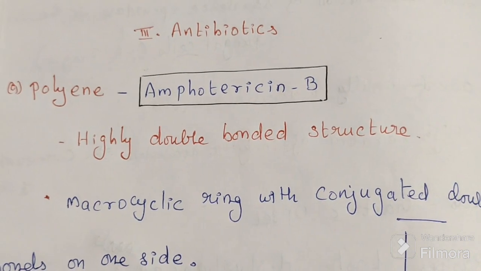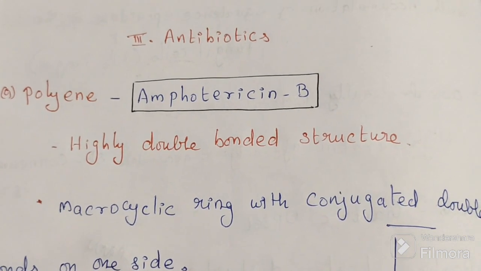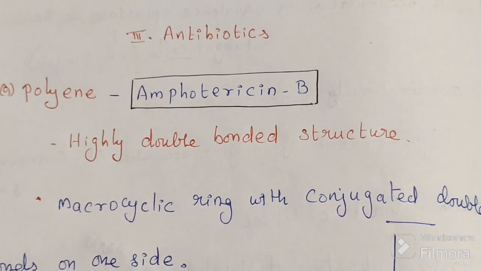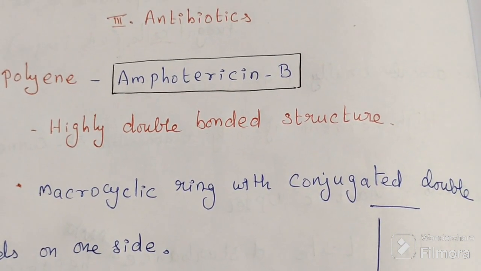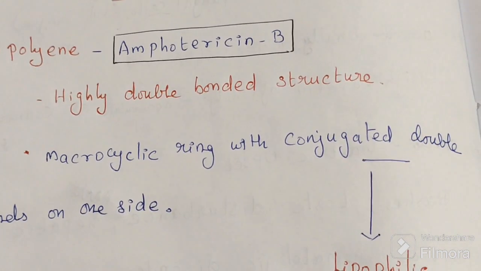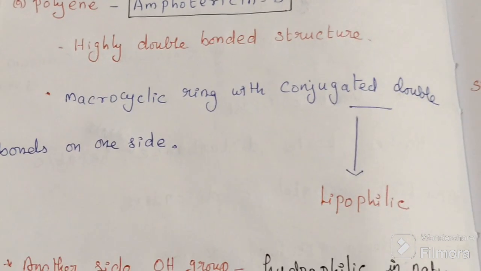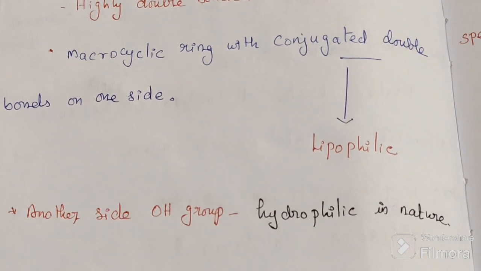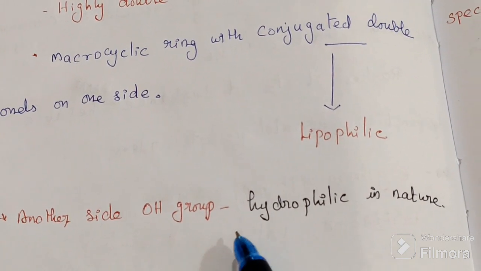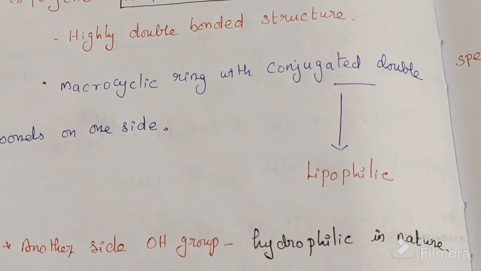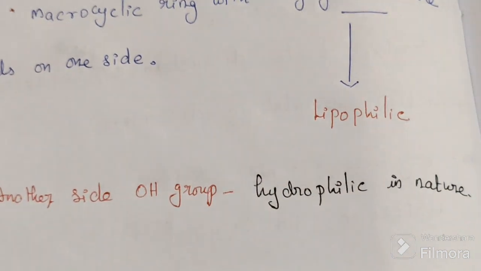What is a polyene? A polyene is a highly double-bonded structure with a macrocyclic ring. On one side it has a conjugated double bond, which is lipophilic in nature. On the other side it has OH groups, which are hydrophilic in nature.